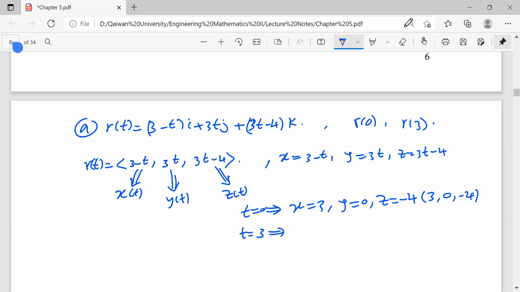Then x is 0, y is 9, and z is 3 times 3 is 9, minus 4 is 5. So the point is 0, 9, and 5. Here we got 2 points. Now we plot these 2 points in R3.